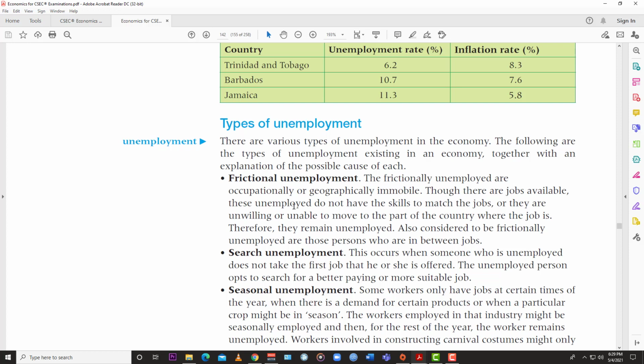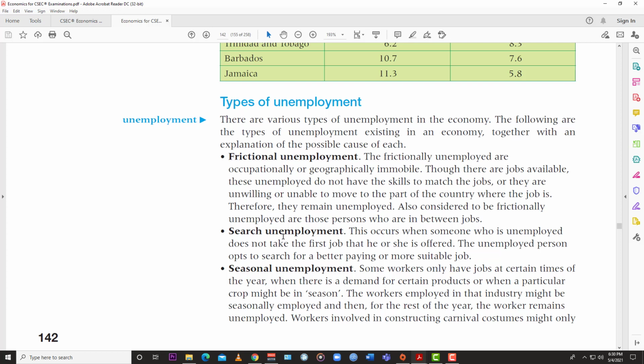Though jobs are available, these unemployed do not have the skills to match the job. That's another thing right there: the skill set that you have does not match the jobs that are available. So that's a next way of looking at frictional unemployment, when the skill sets do not match the jobs that are available. So maybe you might be someone trained in more hands-on practical things, and then the jobs that are available are more high-tech, more technologically based. Then we have search unemployment.